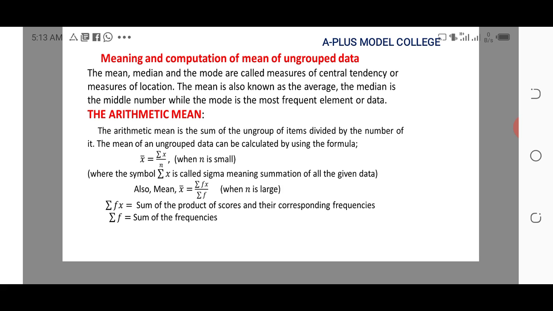And I said summation x means sigma. The sign that looks like an E is sigma, but it's pronounced as summation. And it means the sum of whatever things you have in front. So whenever we have a large number of data to analyze, the mean becomes the product of the frequency and the x, divided by the sum of the frequencies. That is summation fx over summation f. We're going to discuss the use of this tool in our next slide.